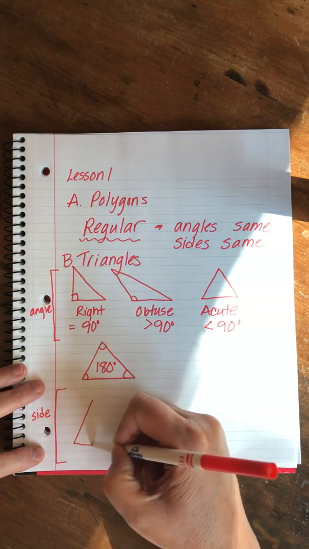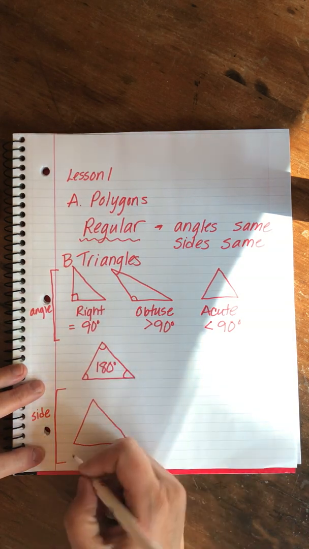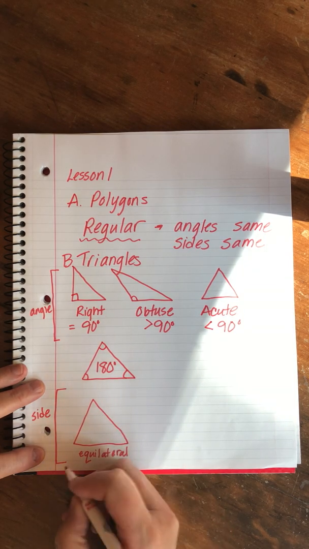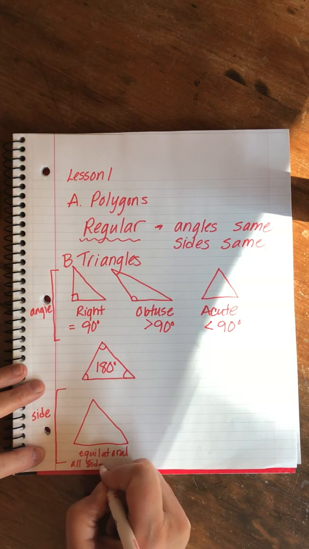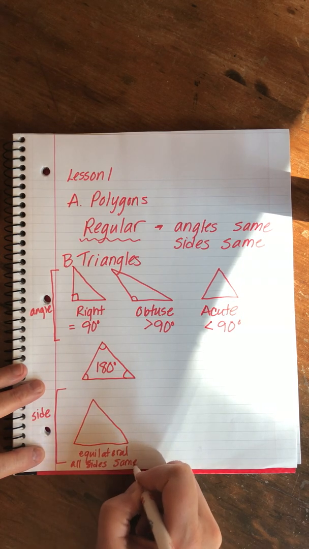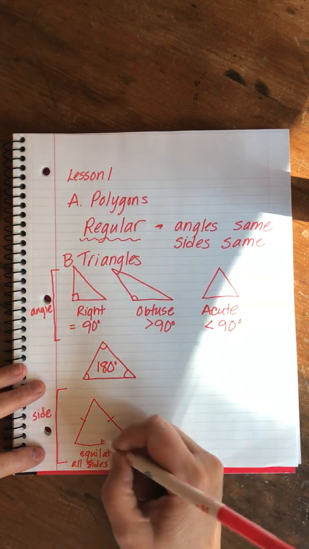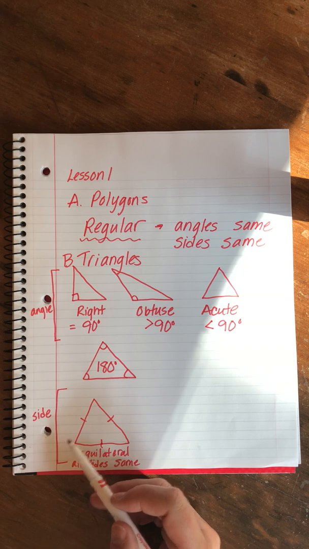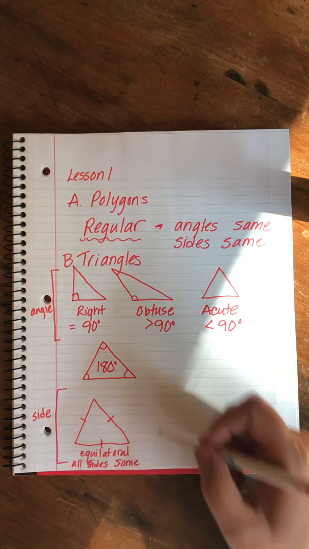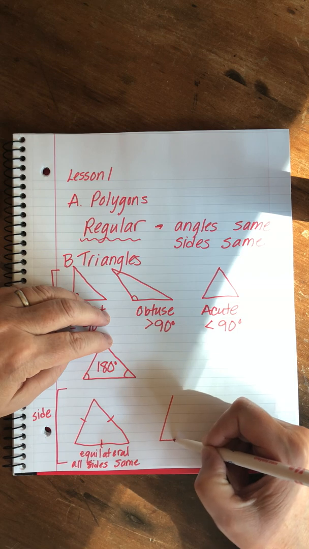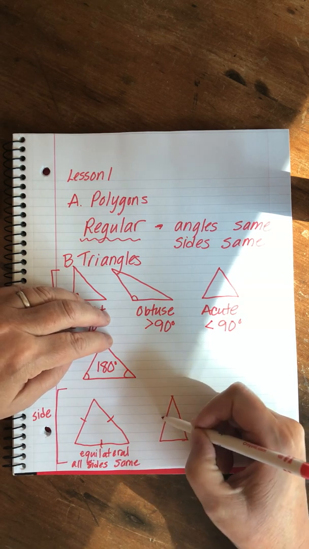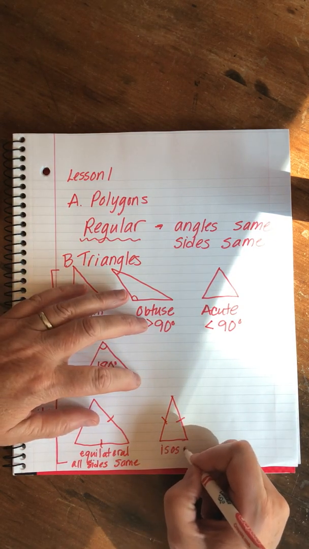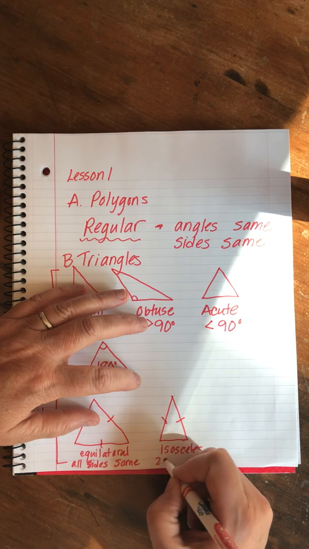There's equilateral, all sides the same. And we can demonstrate that with these little marks, right? Those are called tick marks or hash marks, we sometimes call them. With an equilateral triangle, they're all the same. Some triangles have two the same, but not the third. Oh, that's really crooked. It doesn't matter. It's called isosceles. Two sides the same.